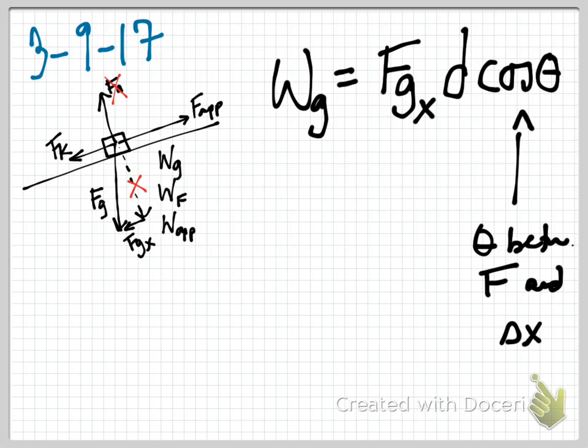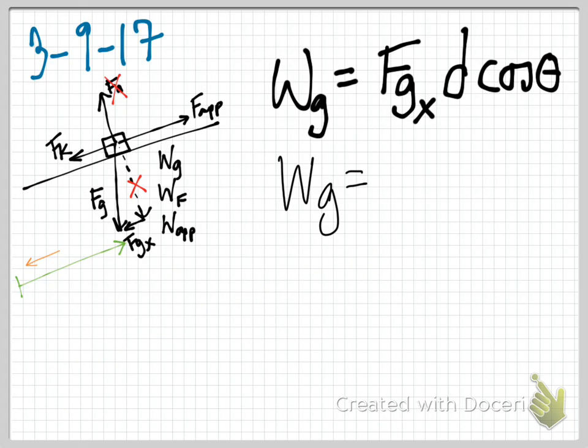Okay? So in this case, because gravity on the x is moving it this way, but its overall motion is going up the ramp, we're told, the angle between the force of gravity and the motion of the object is 180. Okay, so, angle between the motion and the force.